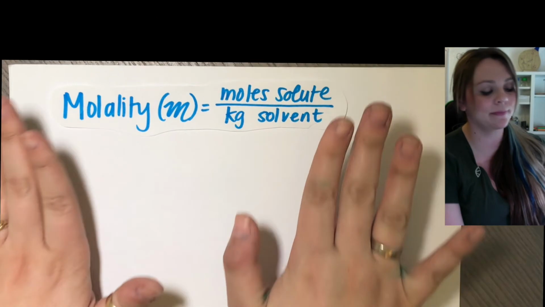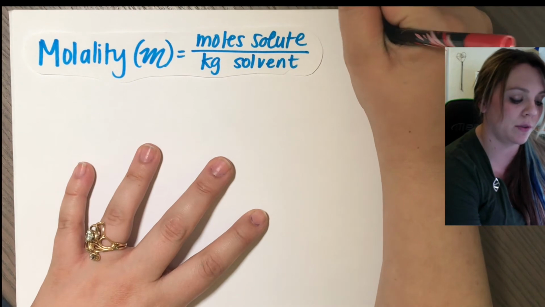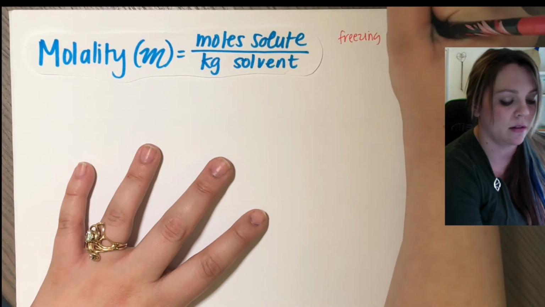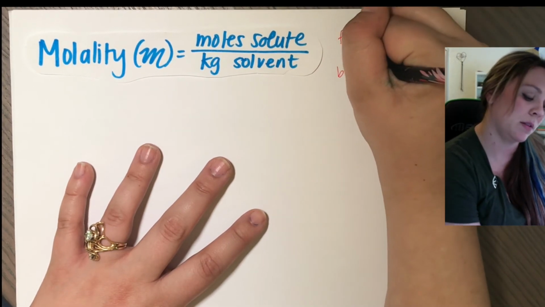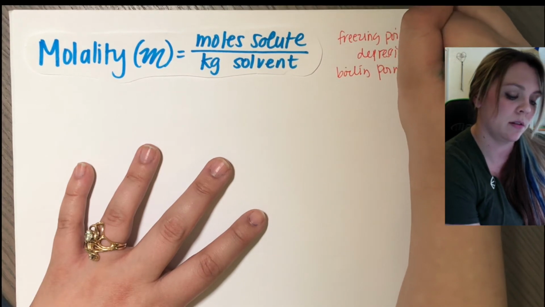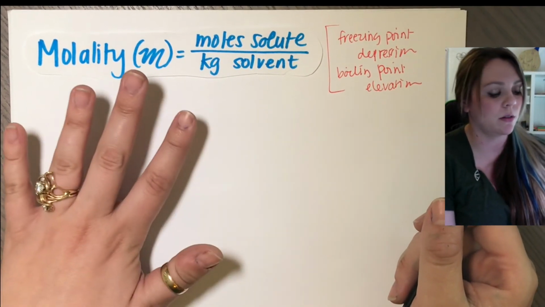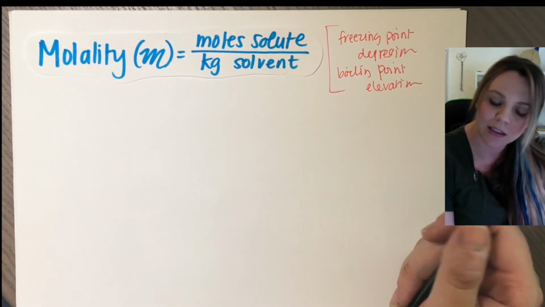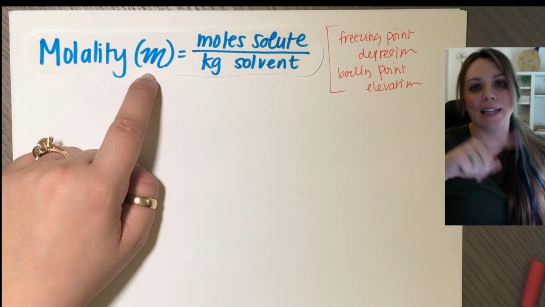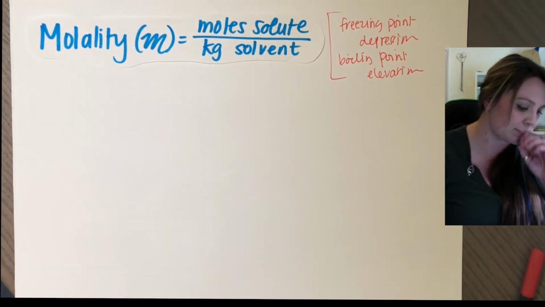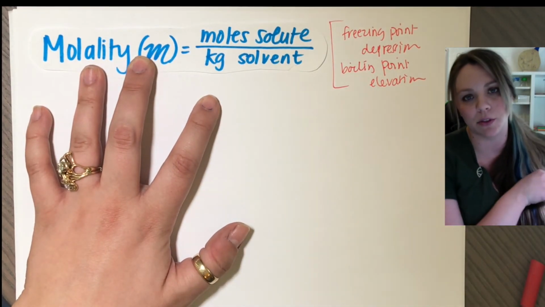Last one, all right, is molality, okay? Molality. So molality actually becomes really important when we're dealing with freezing point depression and when we're dealing with boiling point elevation, which we also use in this unit. Okay, so you are going to need to know how to calculate molality. And the symbol for molality is the lowercase italicized m. Okay, all right, this is relatively easy. It's moles of your solute divided by kilograms of your solvent.